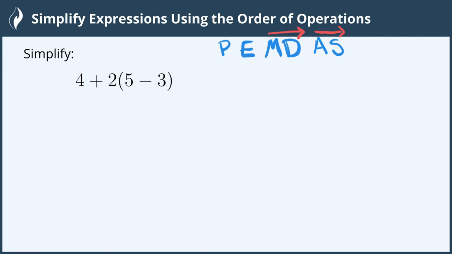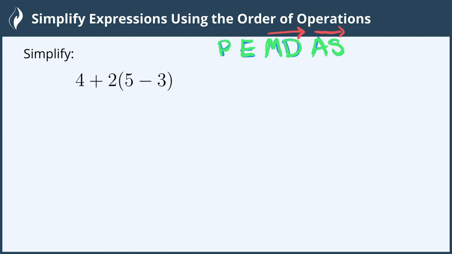There's another mnemonic if you prefer it, and it's please excuse my dear Aunt Sally. Again, all of these letters are from the first letter of each of the words in the sentence, which represent all of the operations that we're going to move through. Please is the P, excuse is the E for exponents, my dear is multiply and divide, and Aunt Sally is adding and subtracting for the very last step from left to right.